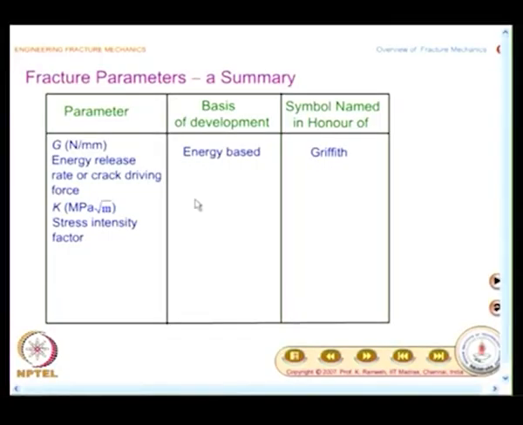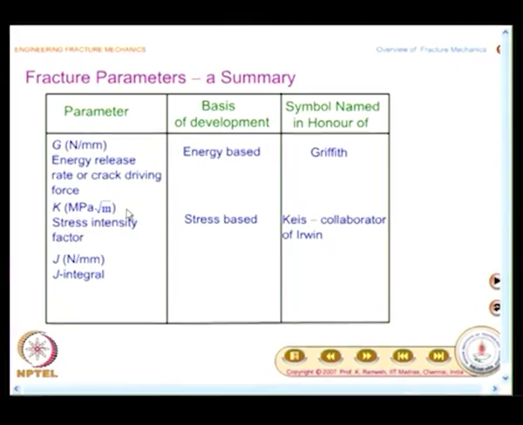And fracture mechanics was made useful to society, and people realized that they could find out a useful parameter. That was initiated by Irwin, who coined a parameter called K, which is labeled as stress intensity factor. The symbol K was given in honor of one of his collaborators, Keyes. And if you look at the development, the concept of K was based on stress analysis. And you should also note down that K has a unit of MPa root meter.